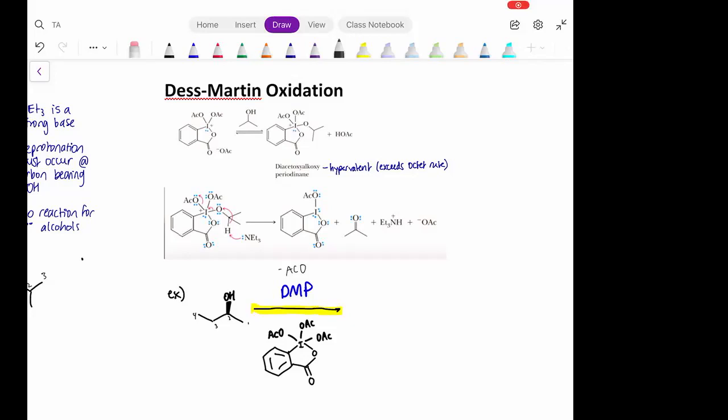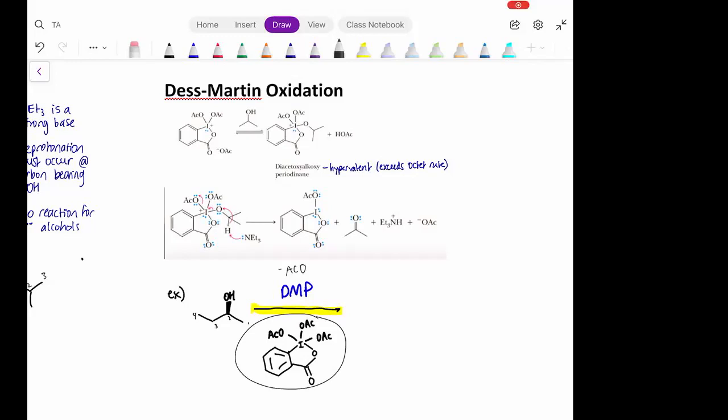abbreviate it as DMP. And this is a hypervalent compound. This molecule, the DMP molecule, is a hypervalent compound. It exceeds the octet rule. So if you see this compound in conjunction with an alcohol, especially a primary or secondary alcohol, then you know you're undergoing a Des-Martin oxidation.